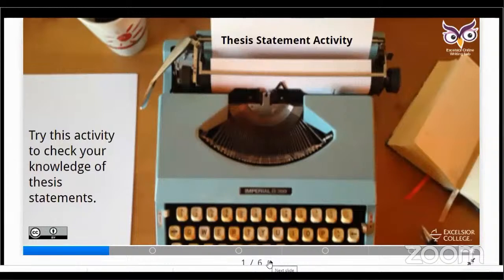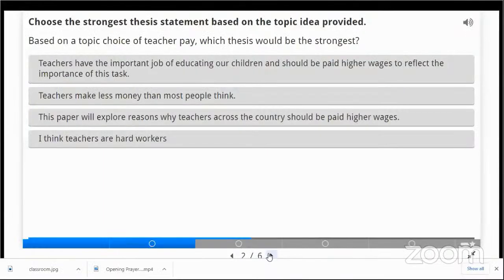So this is now the activity. Can you see it now? Try this activity to check your knowledge of thesis statements. Can you view it? Okay, let's start with the first question. Choose the strongest thesis statement based on the topic idea provided. Please read and answer number one, Hannah.